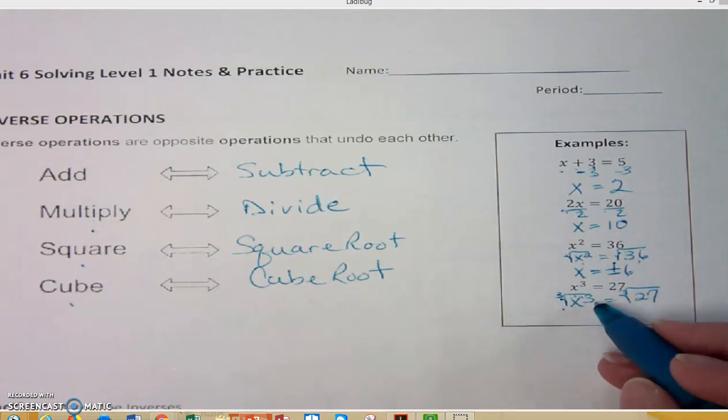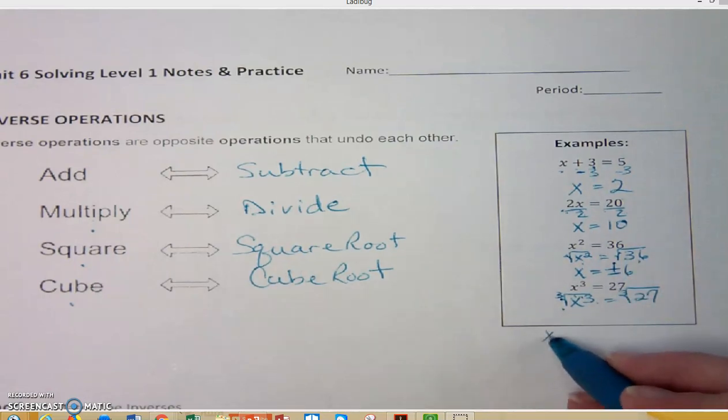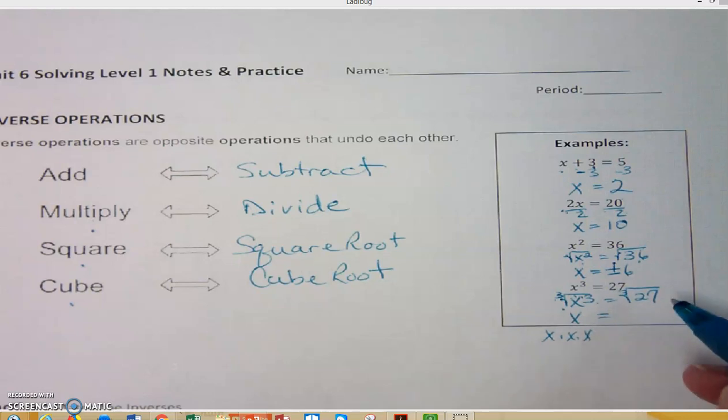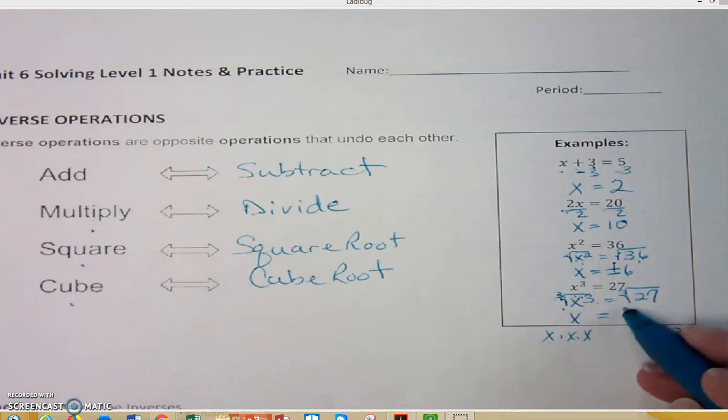So the cube root of x cubed is the same thing as saying x times x times x. I have 3 x's, so I take 1 out. The cube root would be x. So the same thing here, the cube root of 27. If you have a calculator, you can do that. Or you could say that 27 is 3 times 3 times 3. I have 3 3's, so I can take out 1, and x equals positive 3.